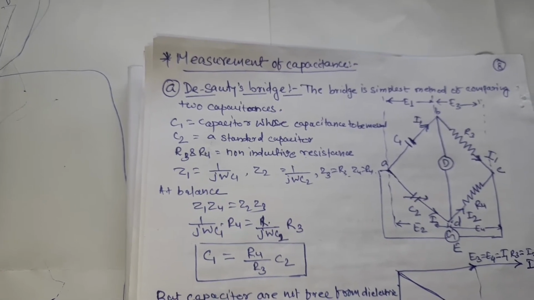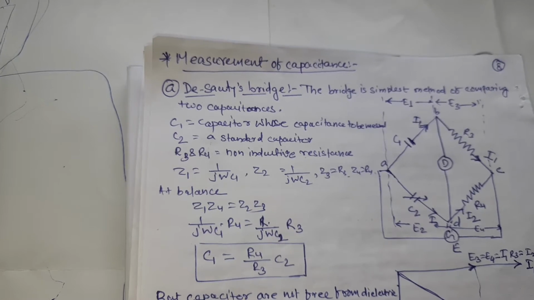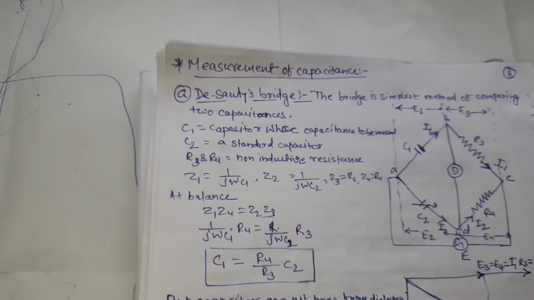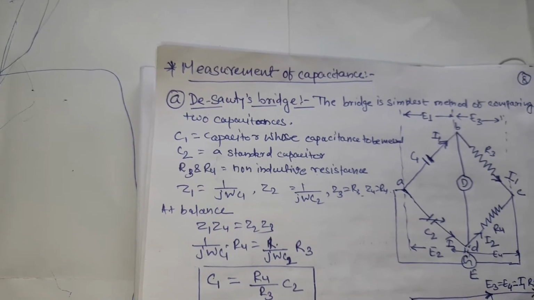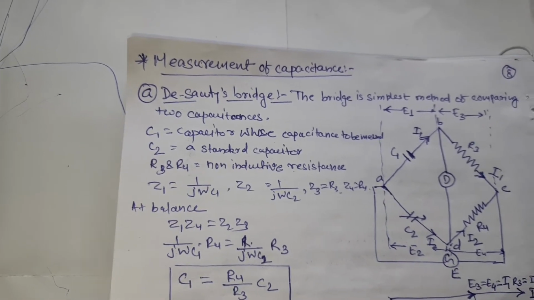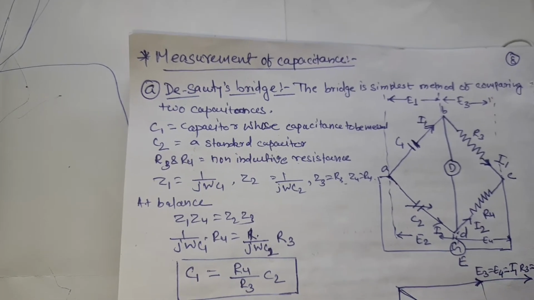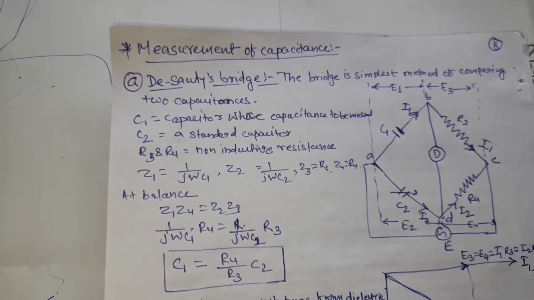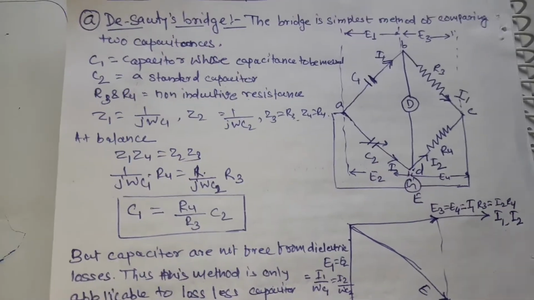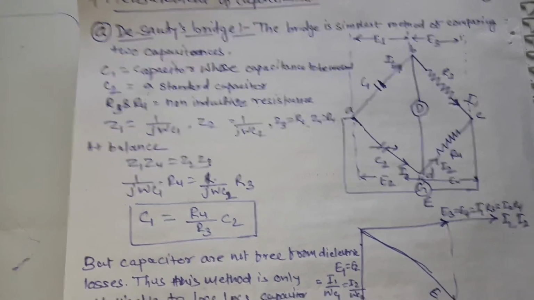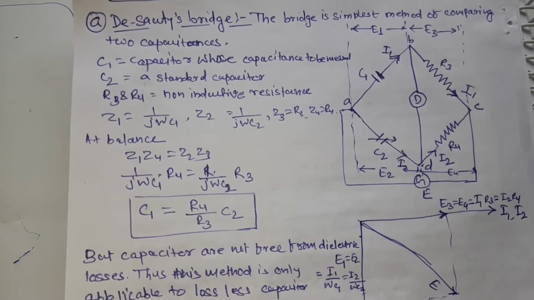For the measurement of capacitance, there are two bridges. First is de-Sauty bridge and another is Schering bridge. One by one we discuss how the AC bridge is useful for the measurement of capacitance of any capacitor. The first one is the de-Sauty bridge. This is the bridge diagram for the measurement of capacitance using de-Sauty bridge.